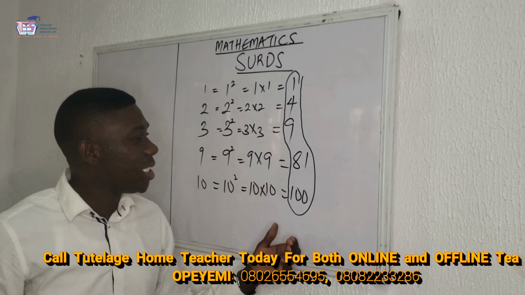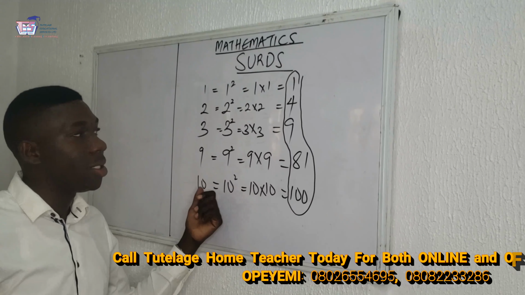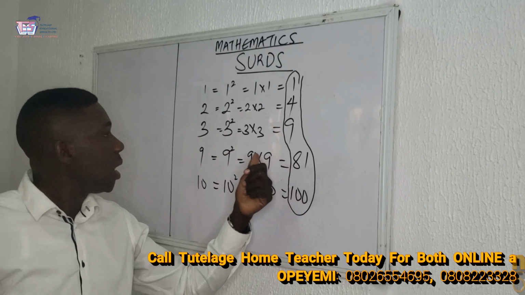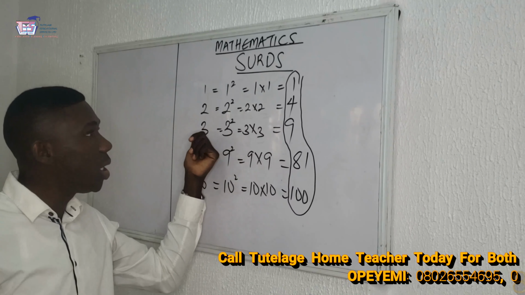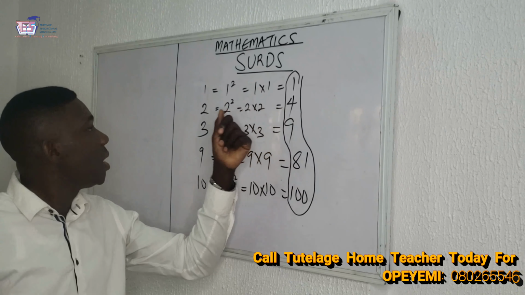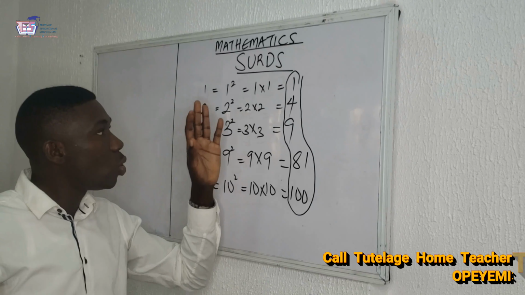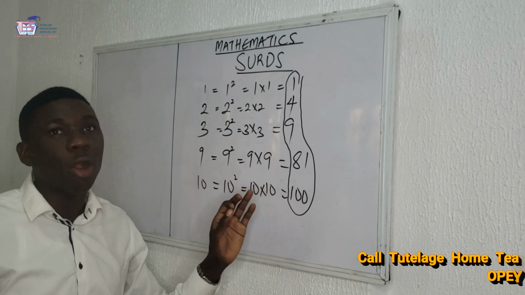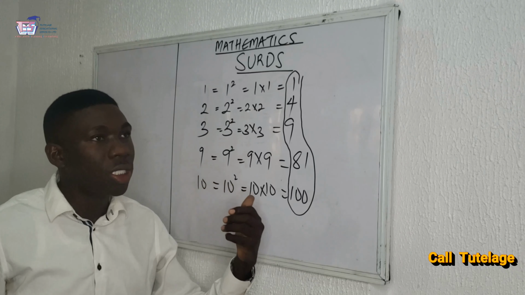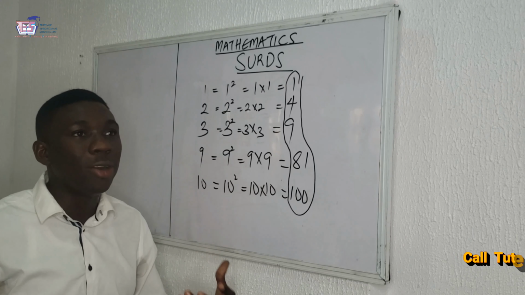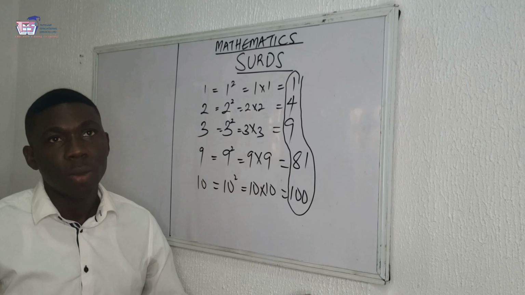That is, if I take the square root of 100, it will give me 10. The square root of 81 is 9. The square root of 9 is 3. The square root of 4 is 2. The square root of 1 is 1. So these numbers here are called perfect squares. So when we are considering surds, we are looking at taking the square root of non-perfect squares.